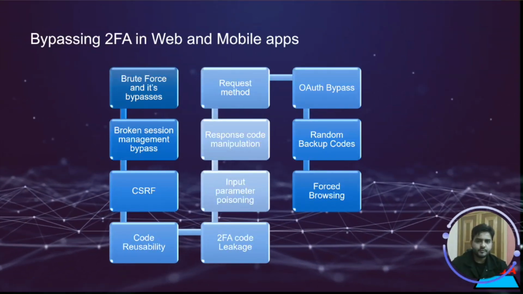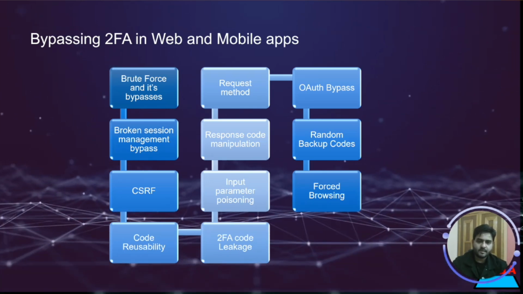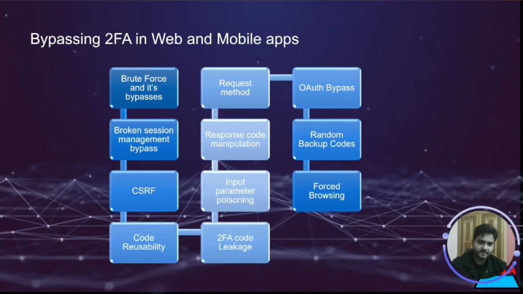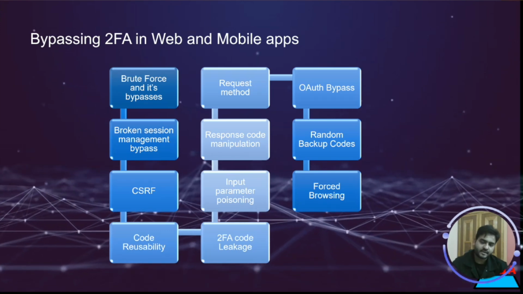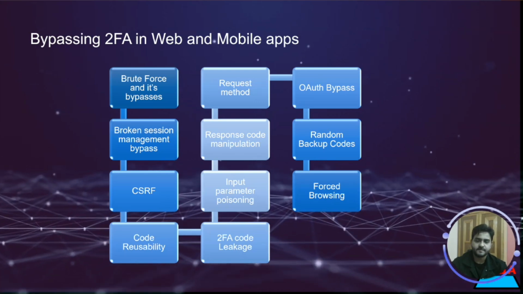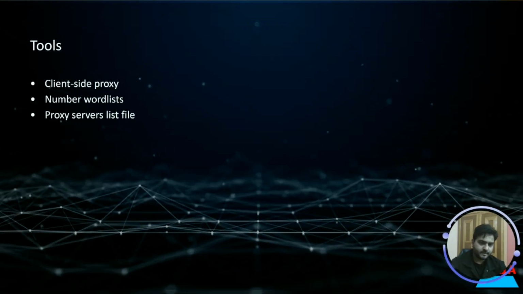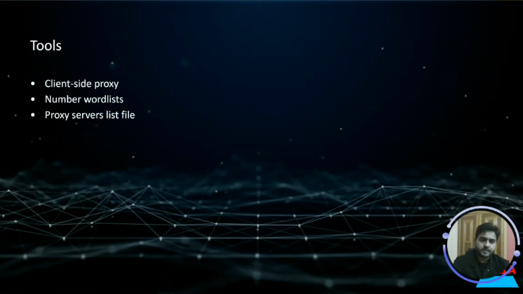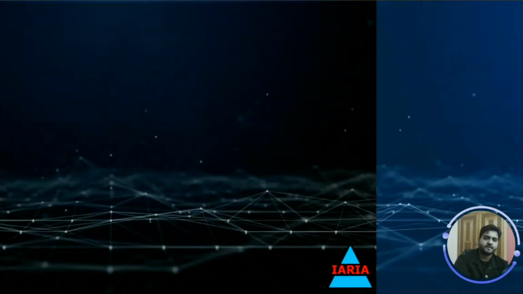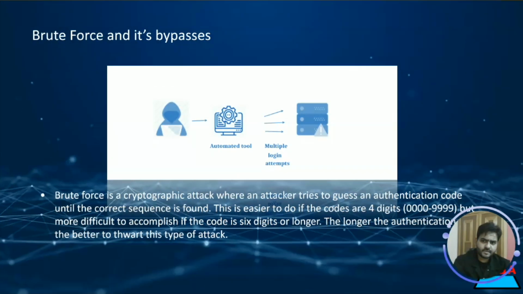Now, if we were to attack 2FA in web and mobile applications, I believe that based on my research, there are 10 methods that one can use to attack 2FA. And we are going to look at all of these methods recursively. You're going to need a couple of tools with this. One is a client-side proxy, the second is the word list, the third is a proxy server list file. Let's look at the first attack vector.